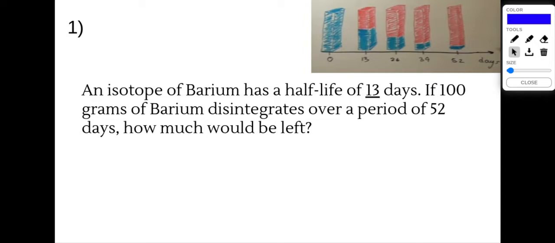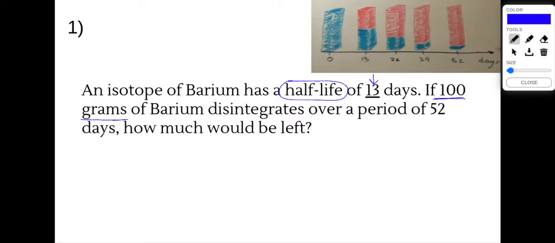Okay, let's break this down. What is our starting amount? Our starting amount here is 100 grams. So I've got 100 grams of barium. Now, what's happening to the barium? It's disintegrating, right? And it's disintegrating by half-lives. Now, what is its half-life? Says its half-life here is 13 days. So every 13 days, it disintegrates in half.